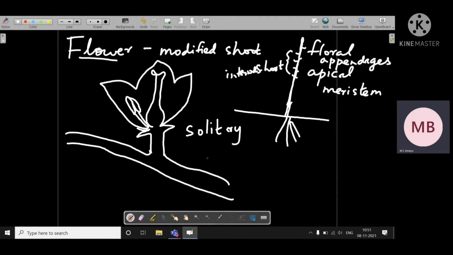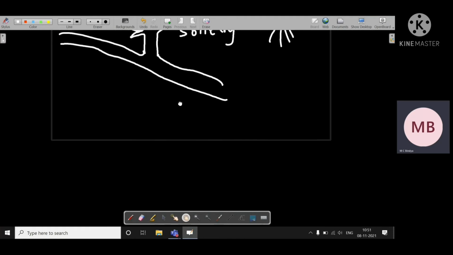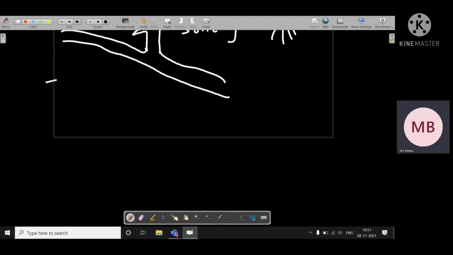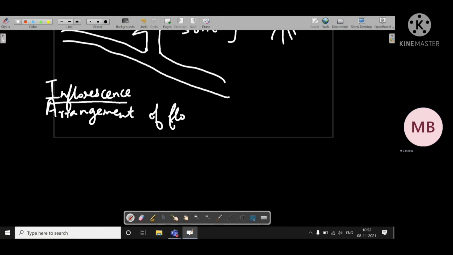But it can be a cluster of flowers also. So when there is a cluster of flowers, we can call them an inflorescence. And there are methods of how they are arranged. Inflorescence means the arrangement of flowers, how the flowers are arranged on the floral axis.